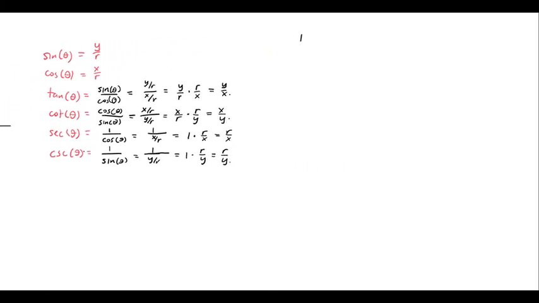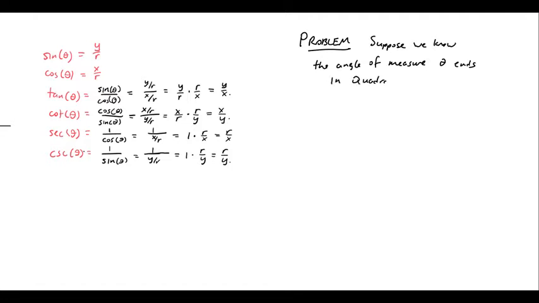So here is the problem. Suppose we know the angle theta, or angle of measure theta, ends in quadrant 2. Remember, that's the upper left quadrant. And suppose we know that the cosecant of theta is equal to 3.